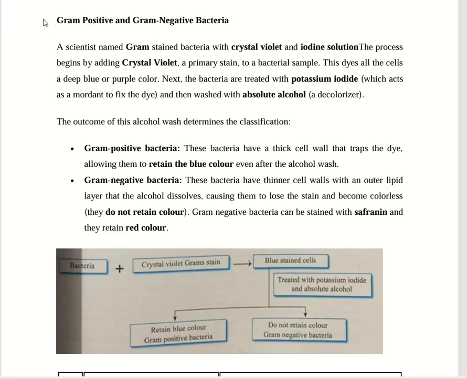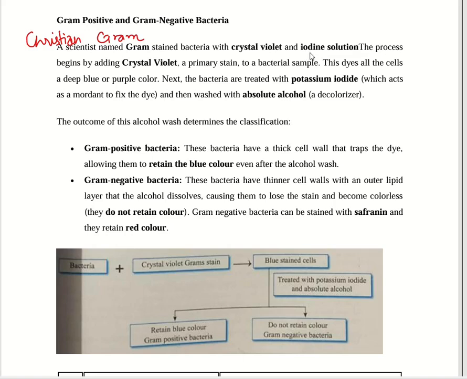This is a very important topic under microbiology, that is, gram-positive and gram-negative bacteria. Gram staining in bacteria was found by a scientist whose name was Christian Gram, and in 1884 he developed a technique of staining the bacterial cell, which is called gram staining, and it is done by using the chemical crystal violet and the iodine solution.